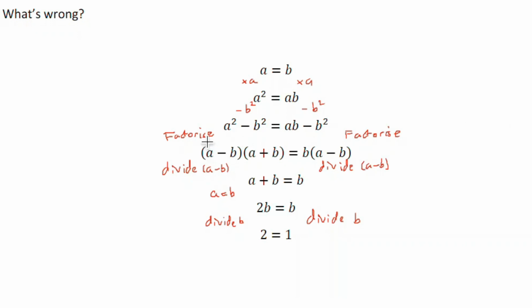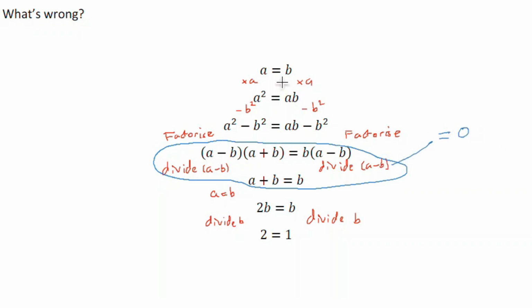So the step where everything went wrong in this proof was this one here. And the reason for it going wrong is that when we divide by a minus b, that is actually equal to 0 because a is equal to b. So in this step we are dividing by 0, which we know is not something that we can do. And when we try to divide by 0, strange things can happen with the algebra.